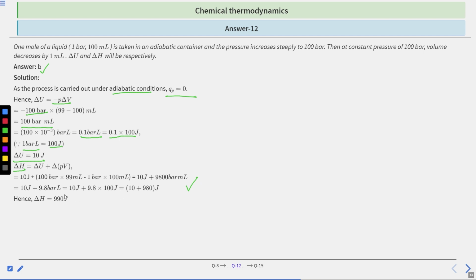So same thing, we convert it into the liter. So 10 joule plus 9.8 bar liter, which will be equal to 10 joule plus 9.8 multiplied by 100 joule for converting bar liter to joule, and it is coming out as 10 plus 980 joule, which is 990 joule. So del H will become 990 joule. Hence, option B will be the correct answer.